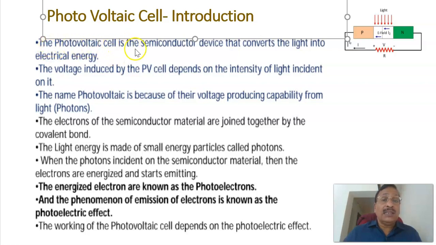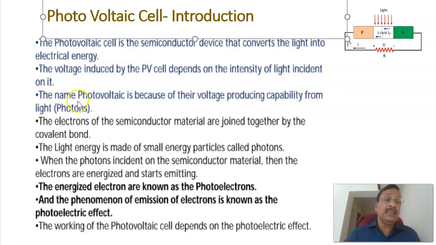The photovoltaic cell is a semiconductor device that converts light energy into electrical energy. The voltage induced by the PV cell depends upon the intensity of light incident on it. Therefore, the voltage that is developed is proportional to the light energy falling on this PN junction. The name photovoltaic is because of their voltage producing capability from light.